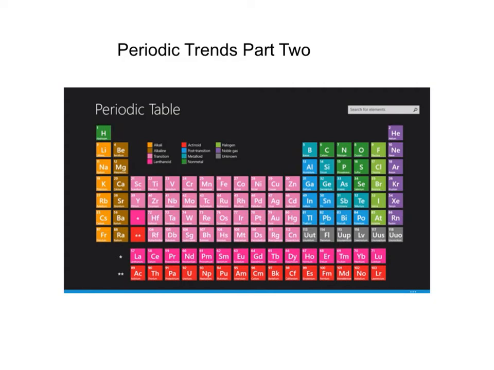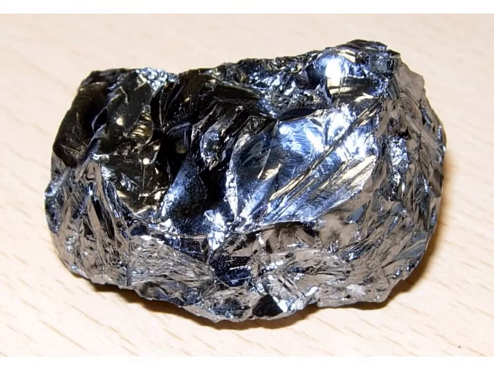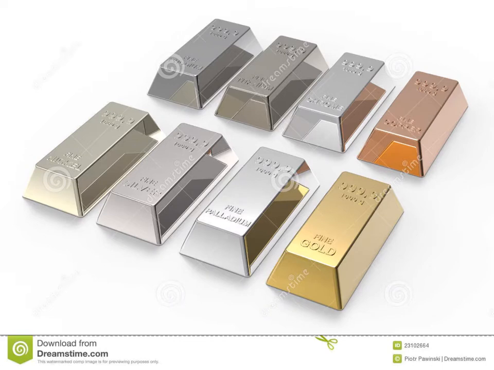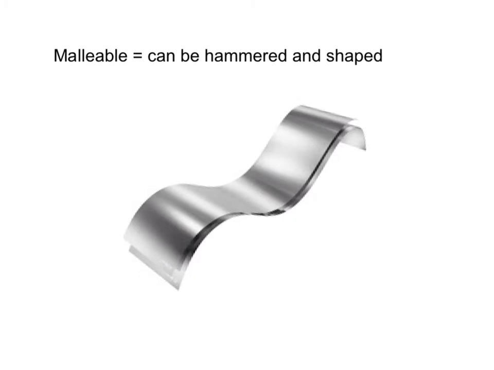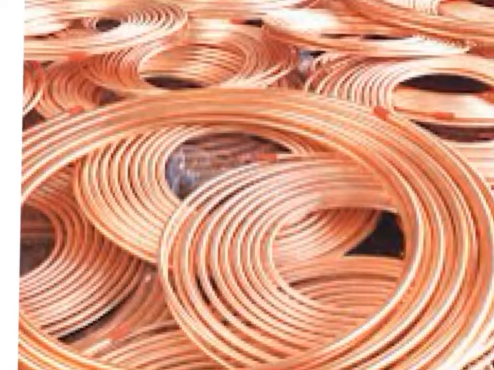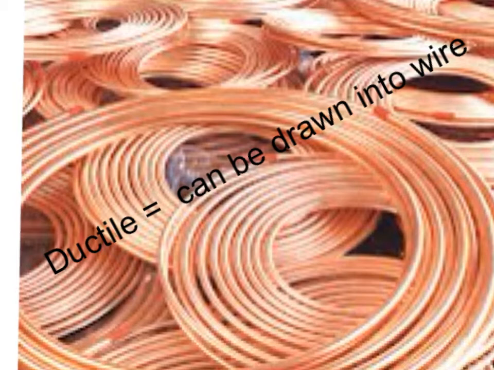The periodic table is comprised of metals, which are most of the elements, nonmetals, and metalloids. Metals typically have a shiny luster. They can be different colors, but many of them are silver. Solid metals are malleable, meaning they can be hammered and shaped. They're also ductile. They can be drawn into wire. And they're good conductors of heat and electricity.